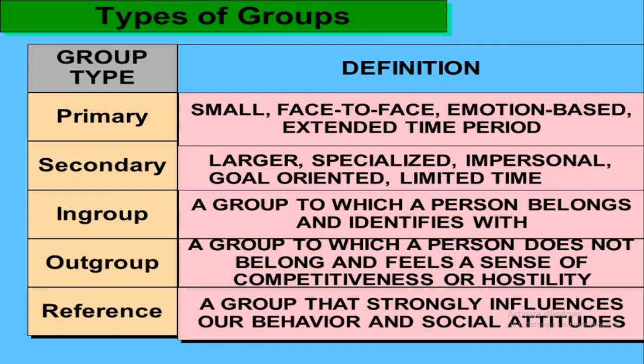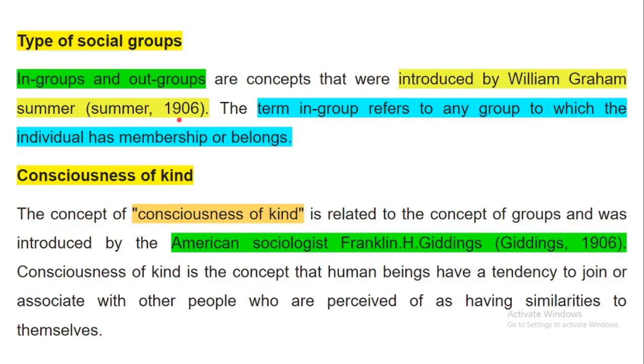So that means refer. Now next, there are types of social group. In group and out group are concepts that were introduced by William Graham Sumner in 1906. So this in group and out group concept was introduced by William Graham Sumner in 1906. So this is very important, you have to remember.